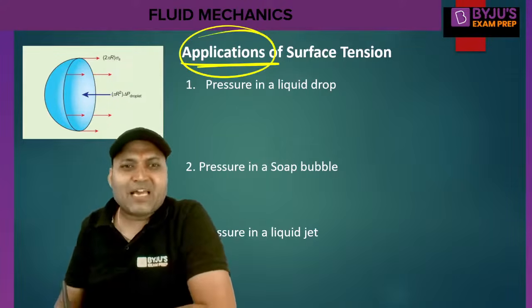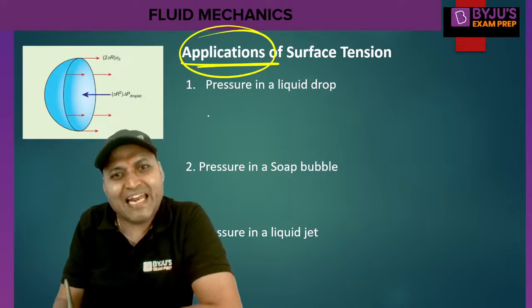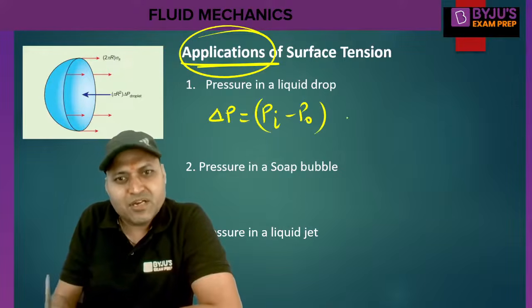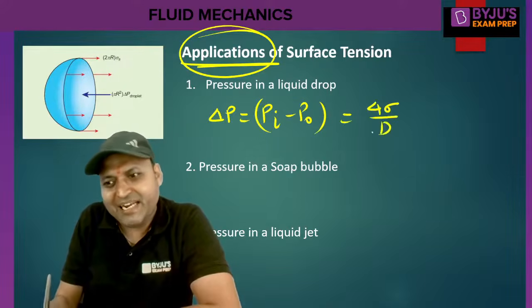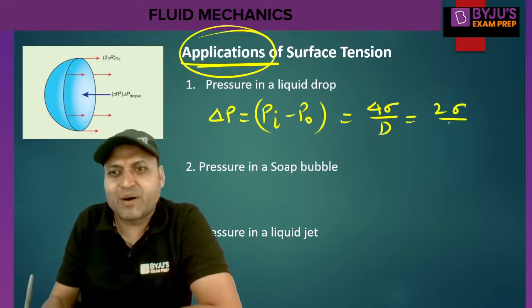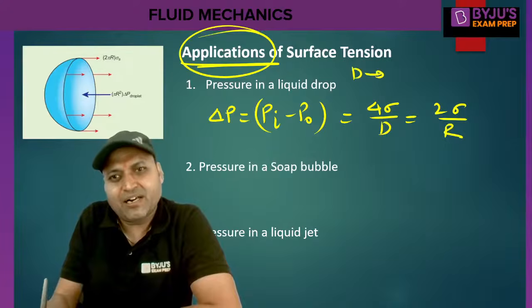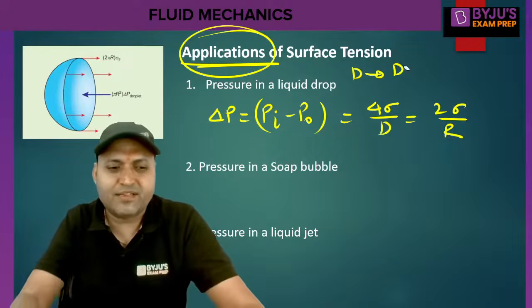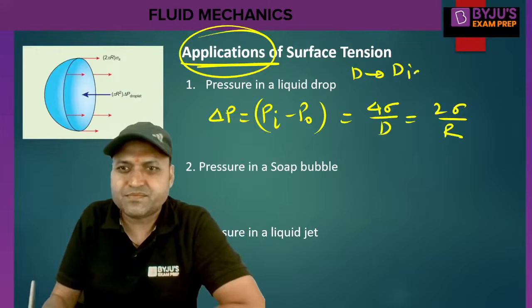These are some of the applications of surface tension. Pressure in a liquid drop: delta P, that is inside pressure minus outside pressure, is given by 4 sigma by D, or we can call it 2 sigma by R. D is the diameter, R is the radius.